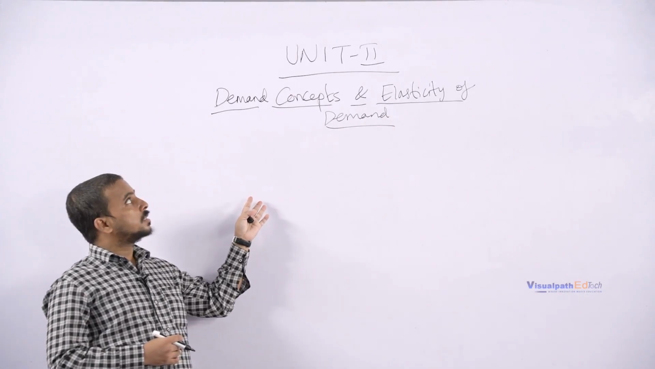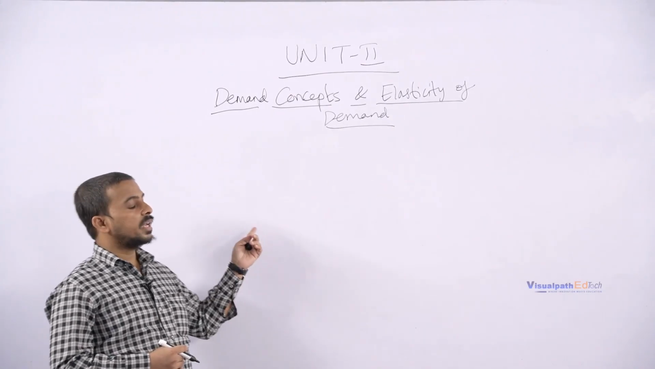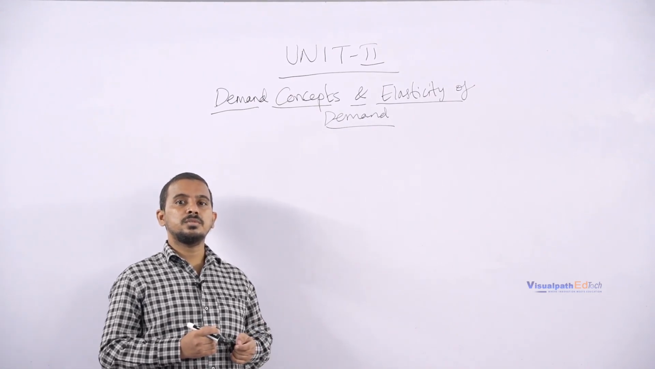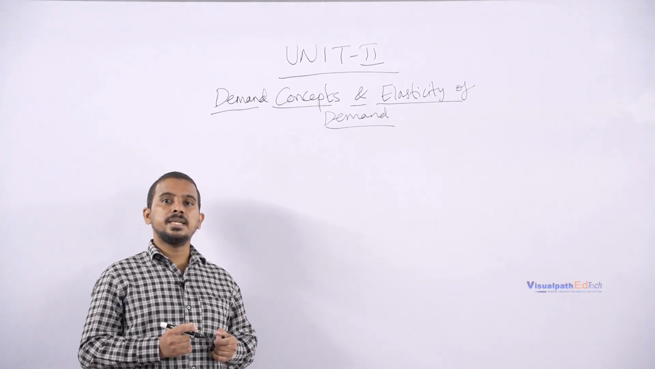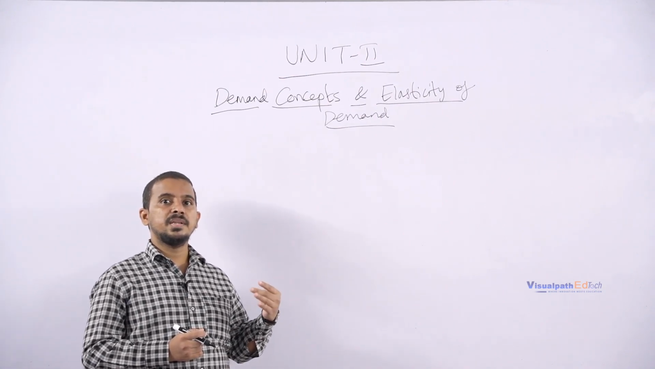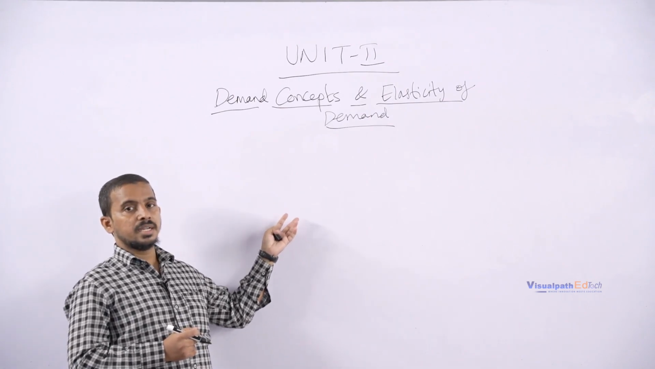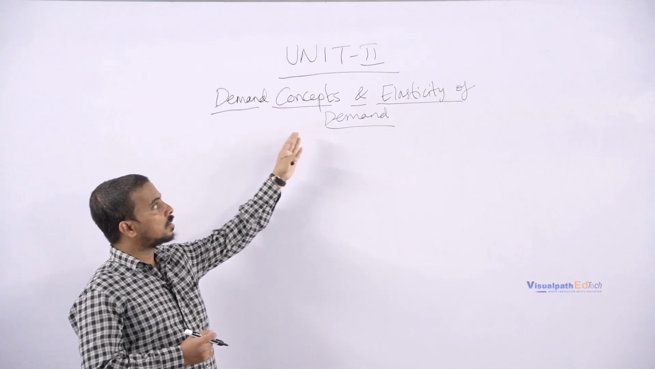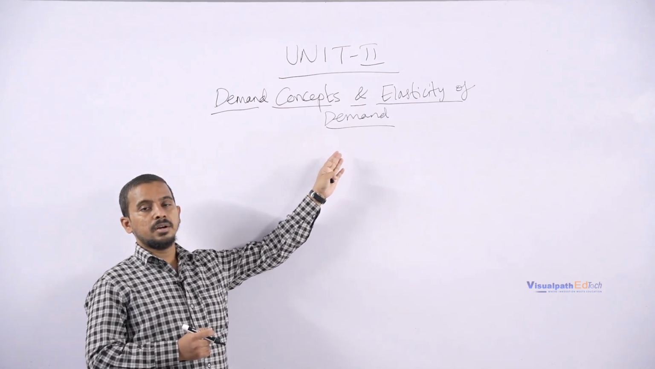Okay, we are starting the second unit today. We have already completed the first unit. The first unit was Introduction to Business Economics, Nature and Scope of Business Economics. So, the first unit was already covered in the previous sessions. Now, we are starting unit 2. Unit 2 name is Demand Concepts and Elasticity of Demand.